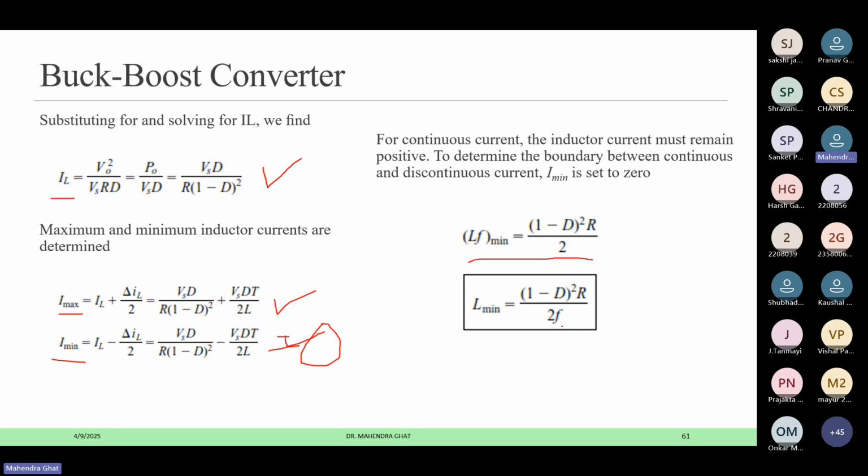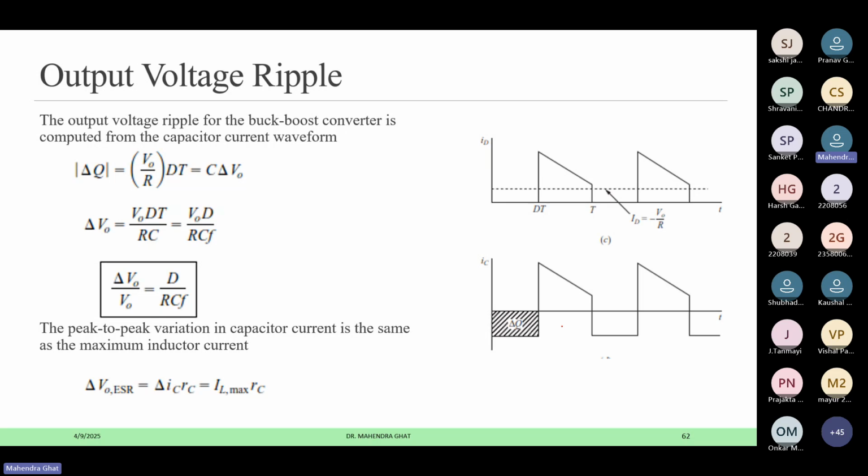And if you see, for all three converters, we have followed the same procedure to calculate all these values, like I max, I min, delta IL, then the IL, then the L minimum, all that kind of things we have done for all of these. So the same thing you have to follow, and you will get the results.